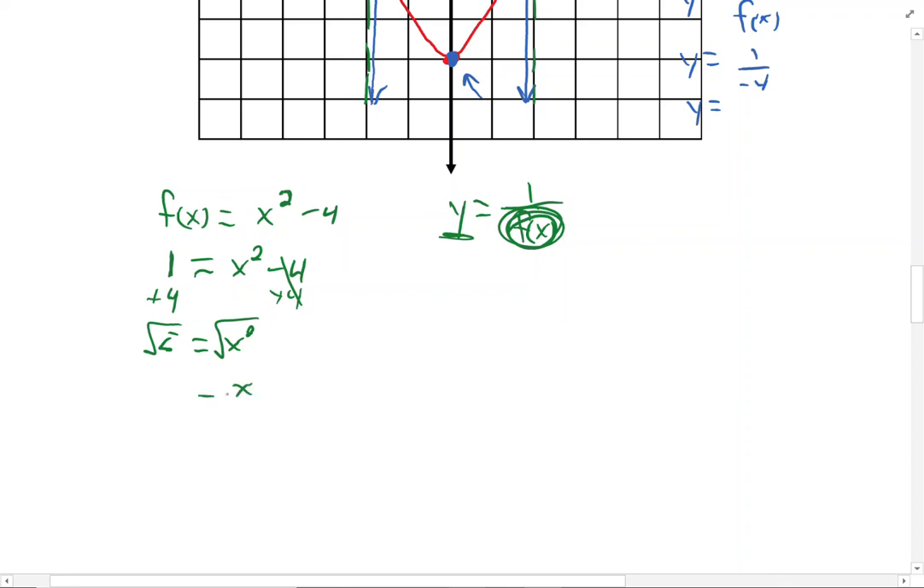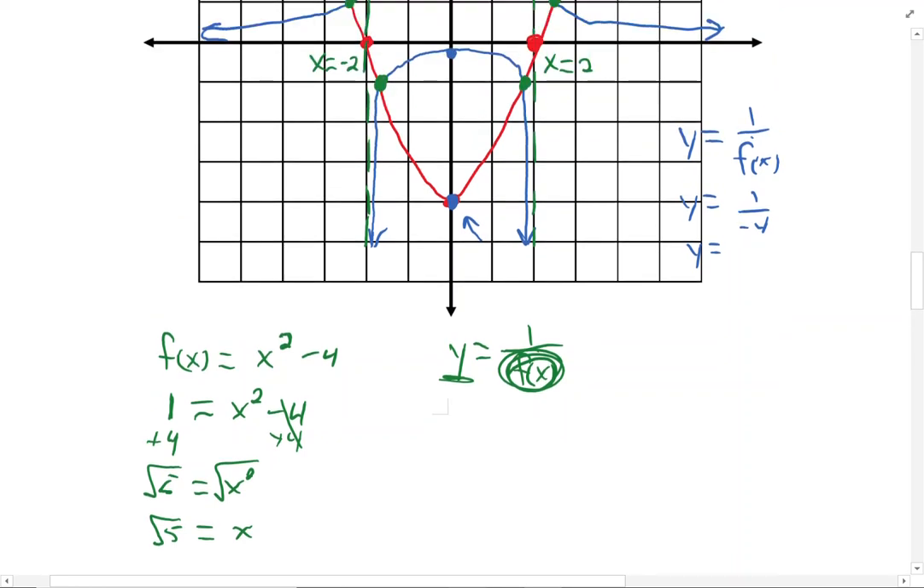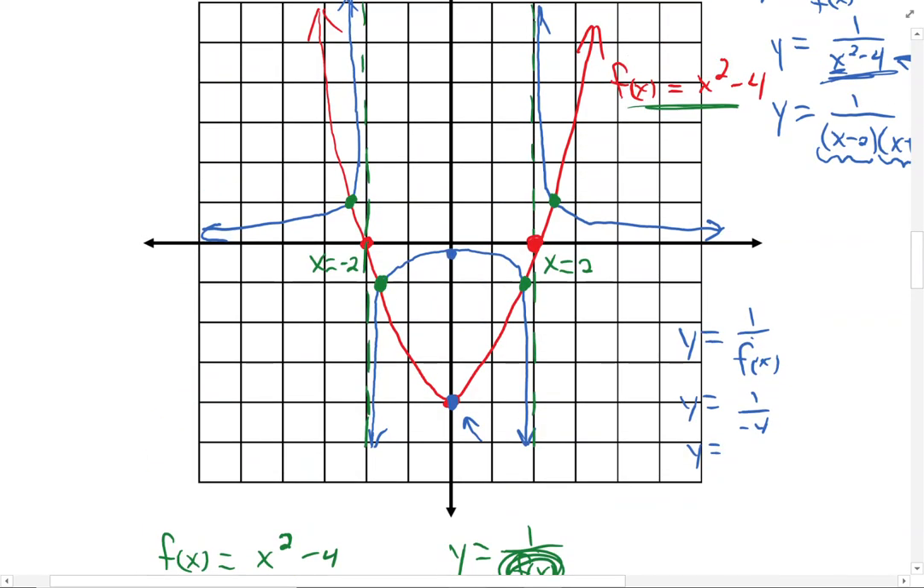Right now I've only got one answer though. I've got x is equal to square root of 5. Well, that's weird because I should have two answers. Because I know this invariant point would be at square root of 5, comma 1. When y is 1, x is square root of 5. So I figured that out. But what about this one? It's something, comma 1. I know it has to be 1, but what's that something there?